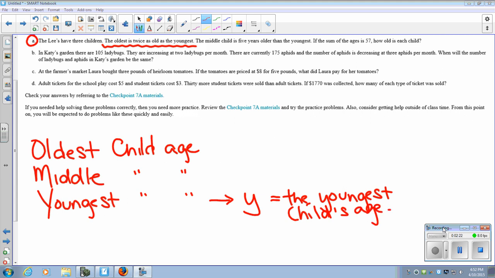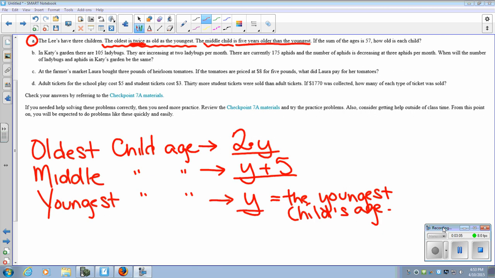So if the oldest child is twice as old, that means I'm going to take the youngest child and multiply that child's age by 2 to figure out the oldest child's age. So the oldest child is 2 times y. Then it says the middle child is 5 years older than the youngest child, which means it's the youngest child's age plus 5 more years. So there I set up my variables. The oldest child's age is going to be represented by 2y. The middle child is going to be represented by y plus 5. And the youngest child is just going to be represented by y.